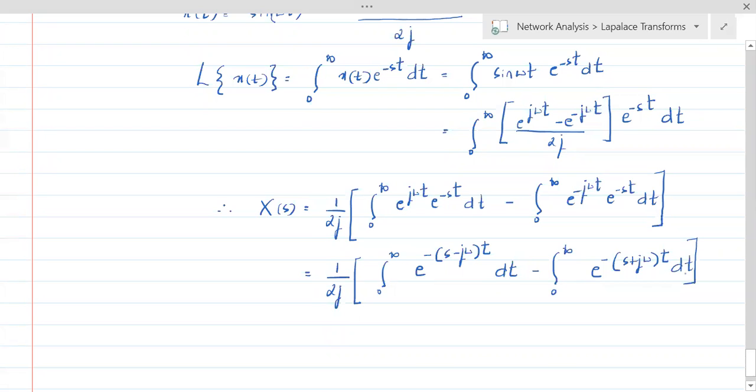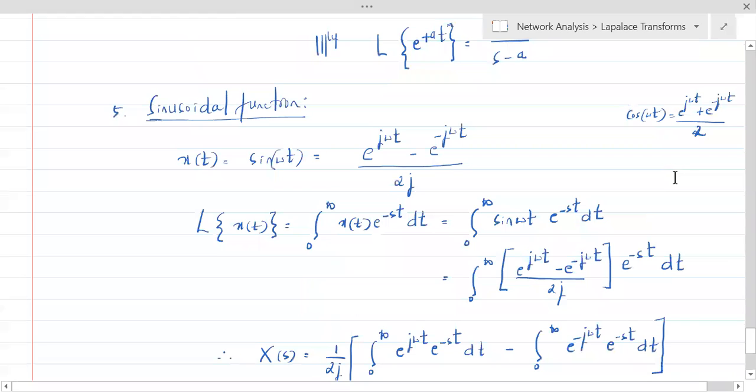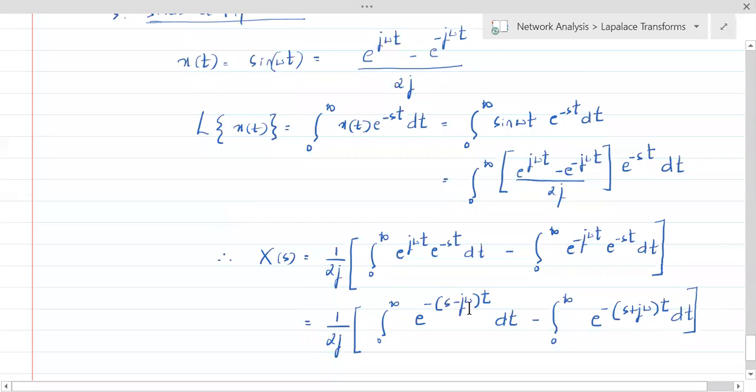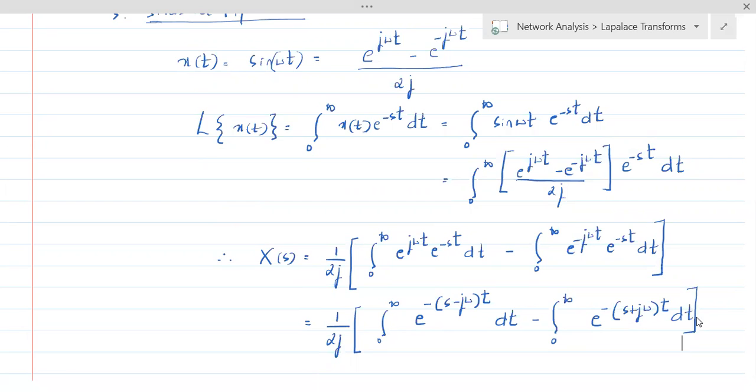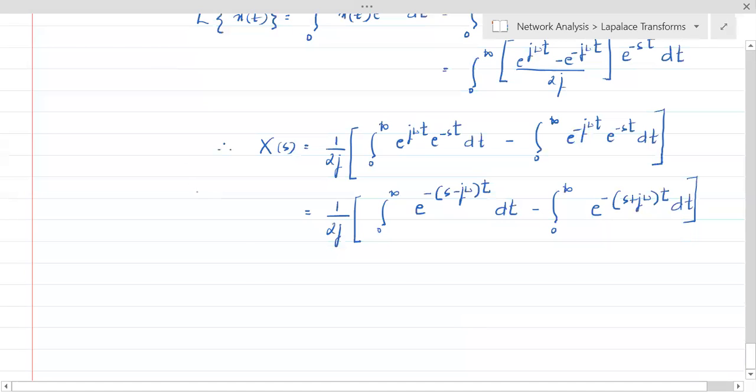In the previous class we have seen what is going to be the integral of e power minus at. So what is a here? s minus j omega is a. What is a here? It is s plus j omega. So this is in the form of decaying exponential now. Everybody understand that? So what is it that we know about decaying exponential? In the previous class itself we have seen this.